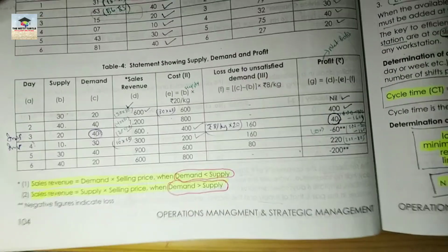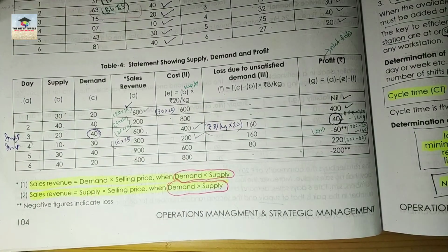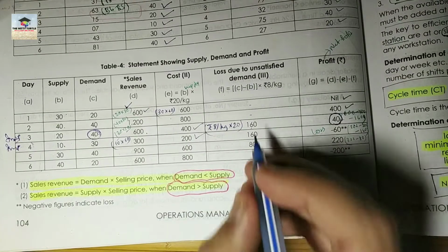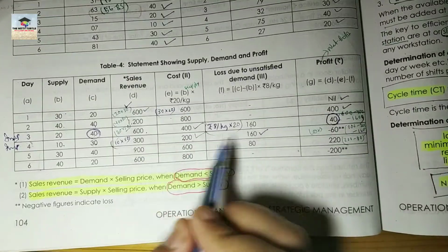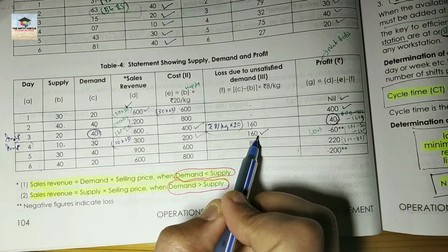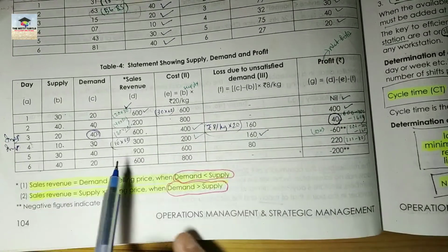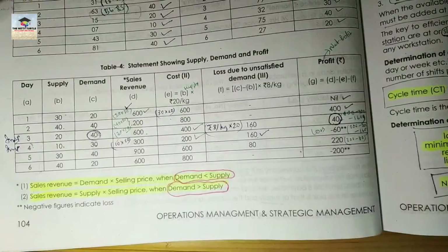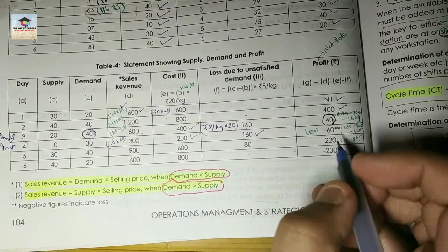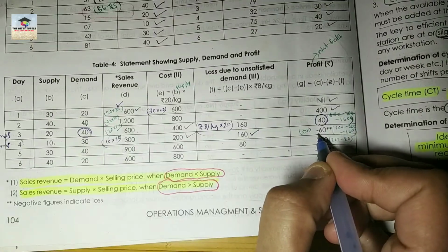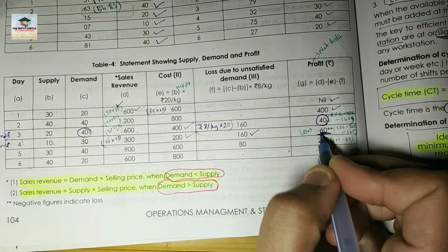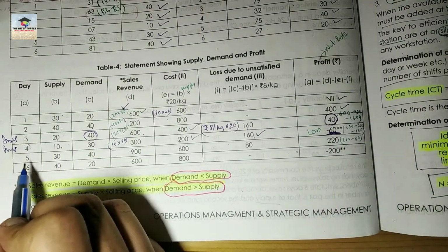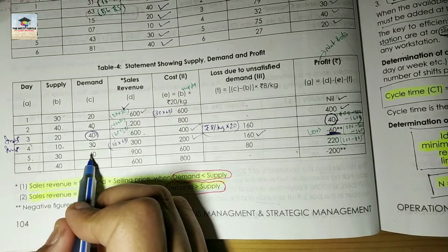And here what is the amount of unsatisfied demand? 30 minus 10, that is 20. So 20 into 8 rupees, again 160. So 200 minus 160, that will come as what? Sorry, 200 मैं बोल रही हूँ. This is 300 minus 200, आपका profit 100 आ रहा है and यहाँ पर loss हो रहा है 160. That means your profit will be in negative. यहाँ पे आपको loss हो रहा है. This is coming as minus 60, right? This is a loss.